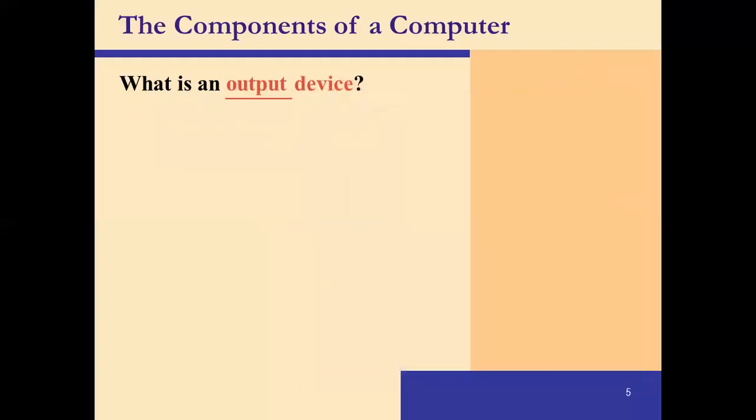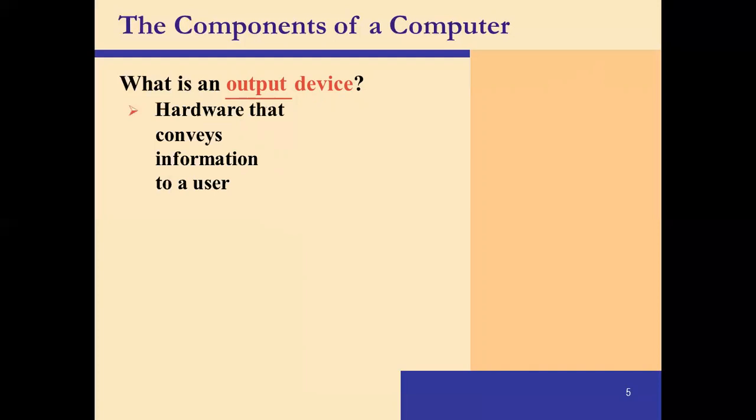Now we come to the output devices. What do you think output devices would be? What the computer gives back to you. Yes, what the computer gives back to you after processing the raw data. These are the output devices, hardware that conveys information to the user. So the processed data that the computer produces after taking the raw data is shown to the user in the form of output, through output devices.